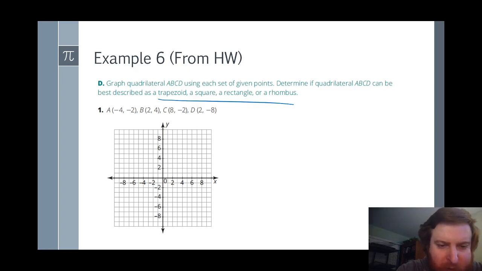So A is at -4 and -2. I'm going to put an A there. B is at +2 and +4. I'm going to put a B there. C is at 8 and -2. I'm going to put a C there. And D is at 2 and then -8. And I'm going to put a D there. When you notice these opposites, that's a good hint that it could be a square or rectangle. But not always, so just be careful.